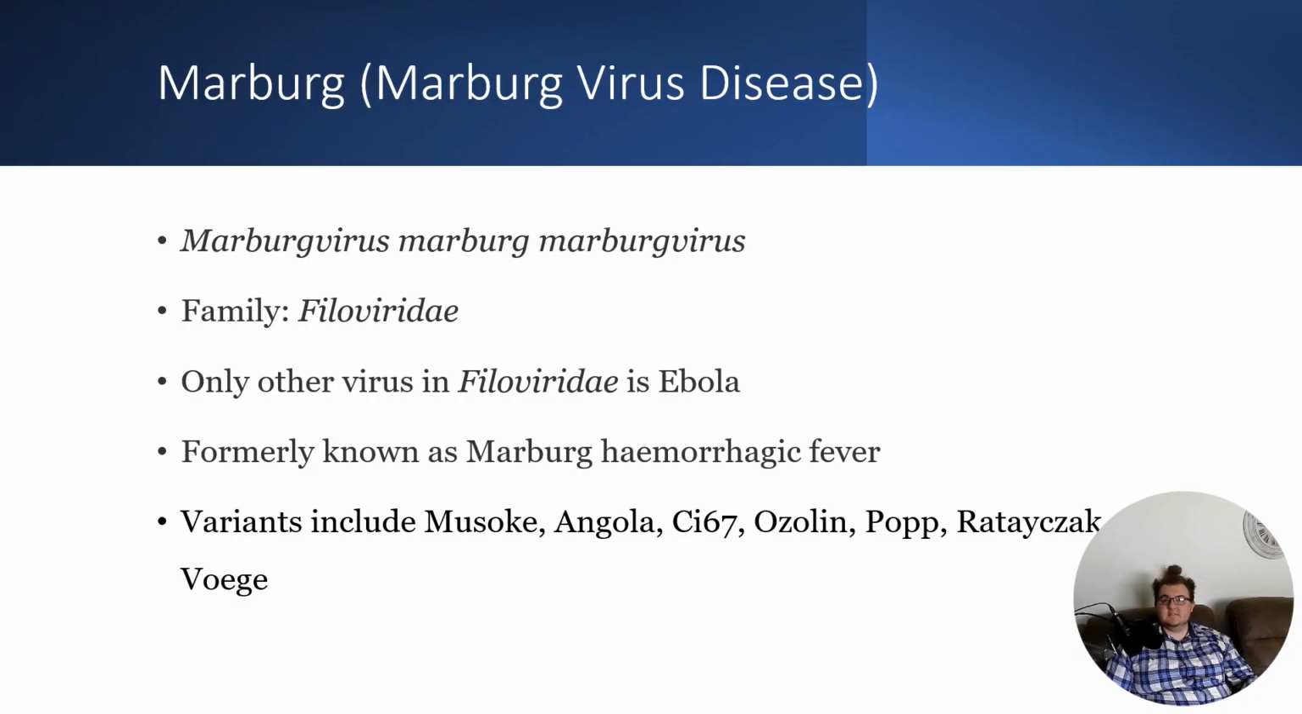The Marburg virus is the cause of Marburg virus disease, and it has a scientific name of Marburg virus, which makes it very simple to say and keep track of. It comes from the family Filoviridae, which it shares with Ebola. That's the only other virus in the family. So that gives us an idea of what kind of disease this is and how nasty it can be. It used to be called Marburg hemorrhagic fever, but they've dropped that for just Marburg virus disease.